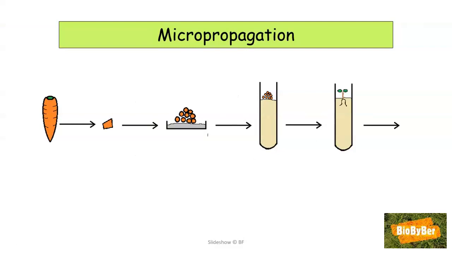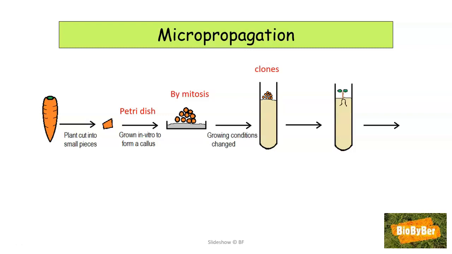So in summary, micropropagation is where a plant is cut into small pieces, grown in vitro to form a callus, grown perhaps in a petri dish. The cells divide by mitosis, the growing conditions are changed, the cells are still clones of each other, being genetically identical to each other as they were produced by mitosis, eventually forming a young plant, and when the plantlets are a little larger, they could then be planted out as normal.